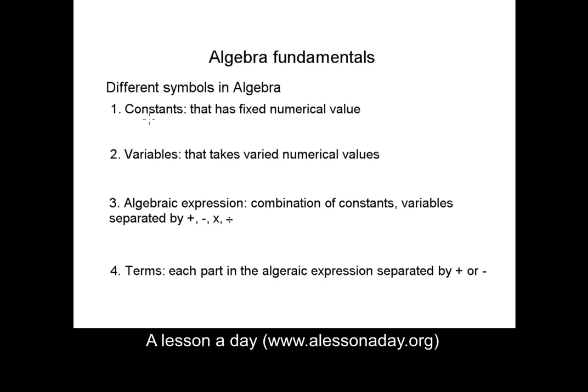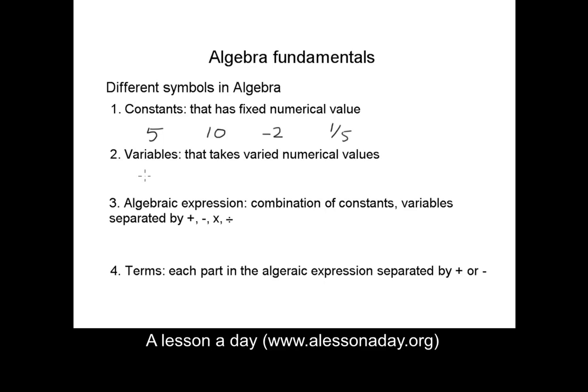What is a constant? As the name says, constant is something which has a fixed numerical value. For example, number 5 is a constant. It won't change. 5 toys won't change unless someone takes it out, right? Or 5 apples, 5 bananas, it will stay the same. Number 10, that is a constant too. Number 2, that is a constant too. 1 over 5, that is a constant too. So constant is something that won't change.